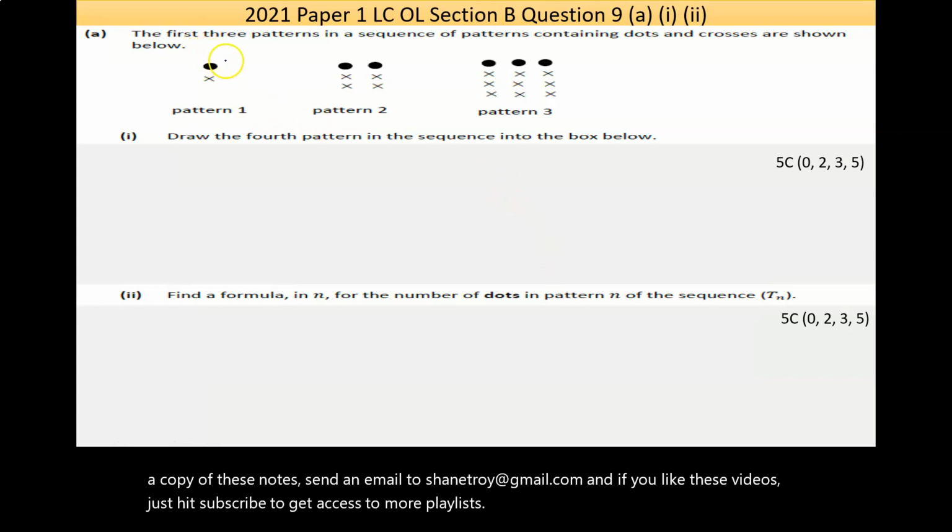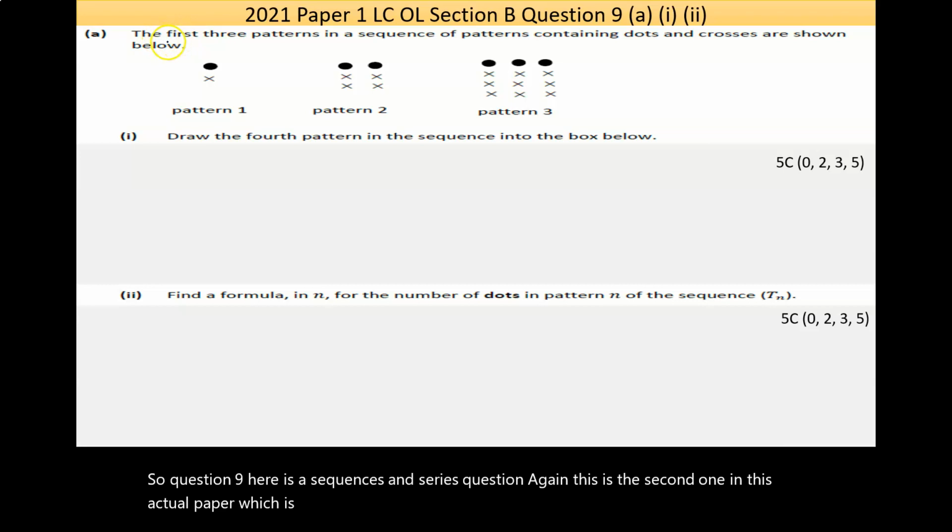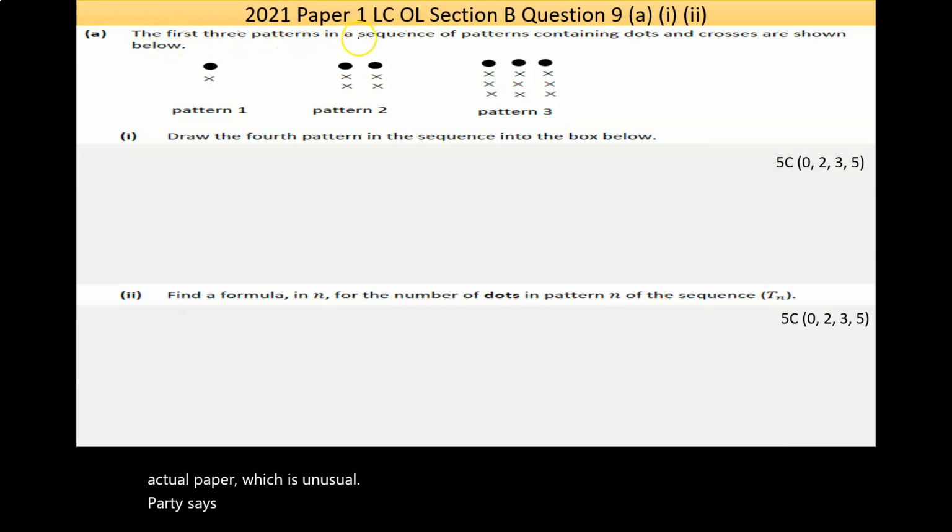So question 9 here is a sequences and series question. Again, this is the second one in this actual paper, which is unusual. Part A says the first 3 patterns in a sequence of patterns containing dots and crosses are shown below. So pattern 1 is 1 dot, 1 x. Then pattern 2 is 2 dots, 4 x's. And this last one here has 3 dots and 9 x's.